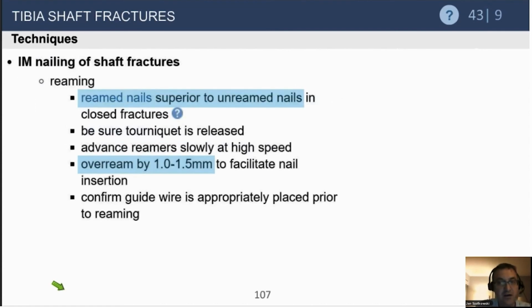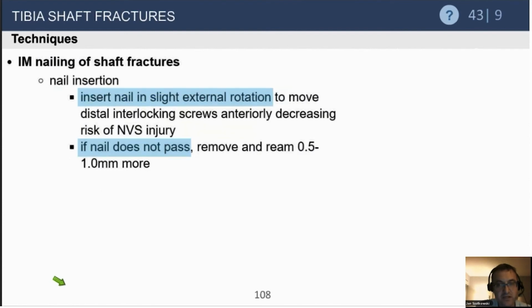So IM nails: reamed nails are superior to unreamed nails in closed fractures. Be sure the tourniquet is released. Advance the reamers, over-reaming by 1 to 1.5 millimeters, depending on your system. Confirm the guide wires are appropriately placed prior to reaming. Key thing there, right? You want to make sure that you reduce and the guide wire is in the right place before you ream in order to prevent iatrogenic damage.